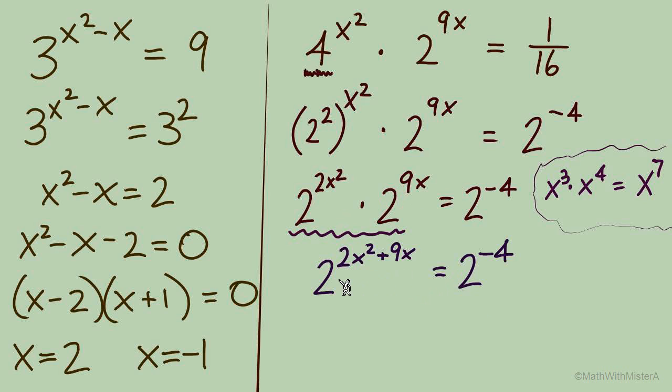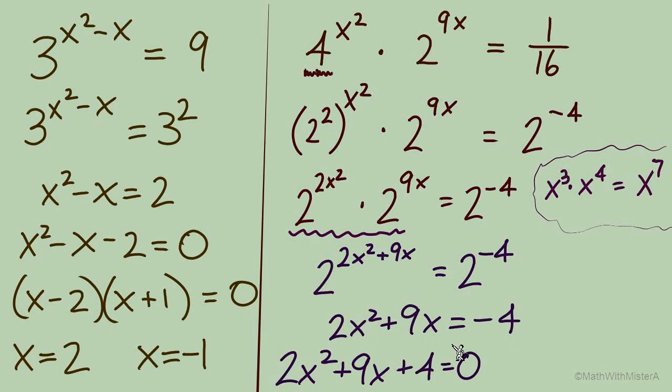Now we have a base of 2 on each side, only there once, so we can take these exponents and set them equal to each other. Now it's looking like another quadratic, so I'll put it into standard form.